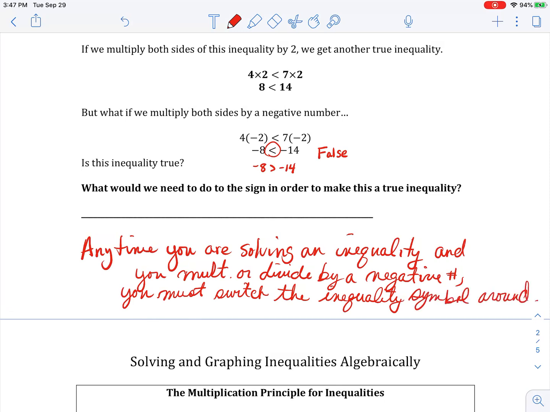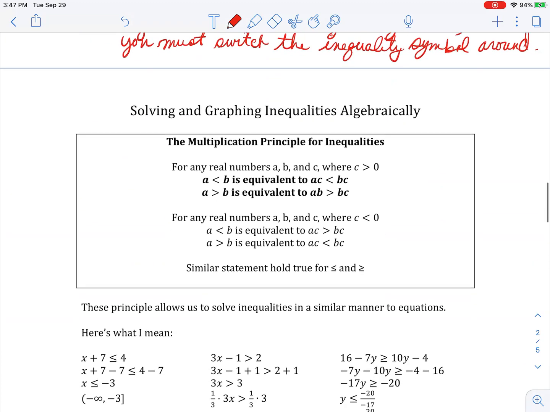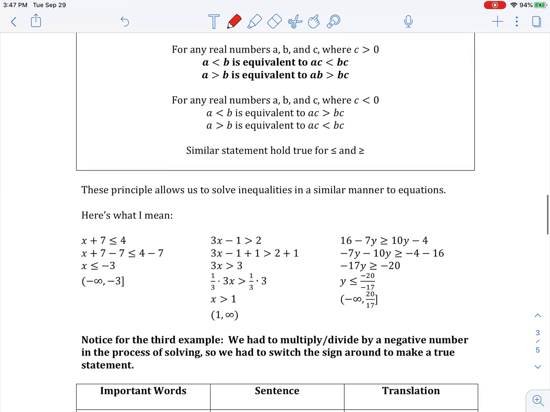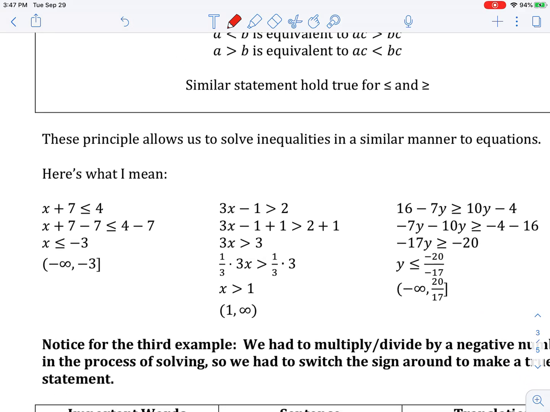All right, in order to maintain that true statement, anytime you multiply or divide by a negative number, you need to switch that inequality symbol around. Okay? So let's take a look at a few examples here. I've got a couple of them on here. Remember, we're employing the same exact properties of algebra that we did when we were solving equations with just that one little extra piece. Anytime we multiply or divide by a negative number, we have to switch the inequality symbol around. So what I did here was I solved the inequality, found the solution set, and then I wrote the solution set in interval notation.